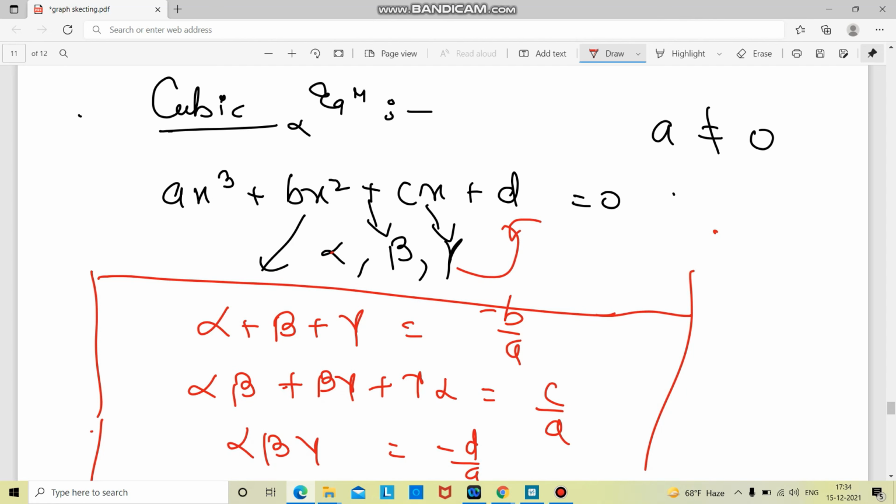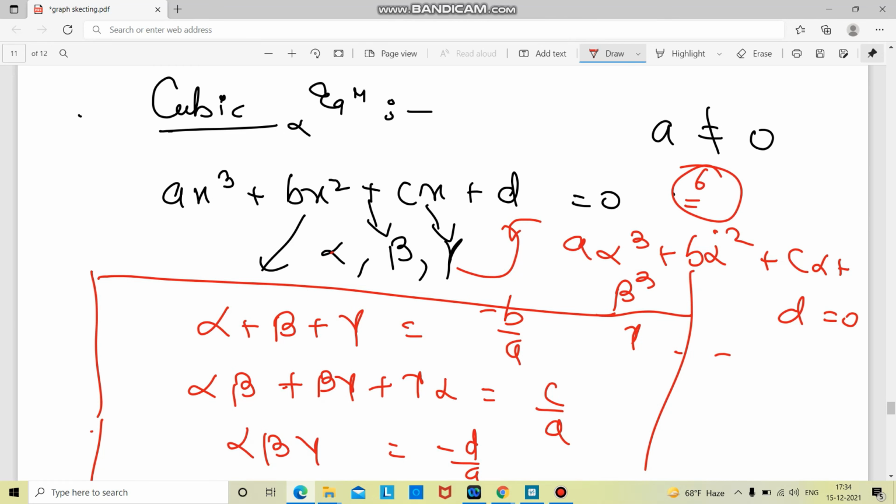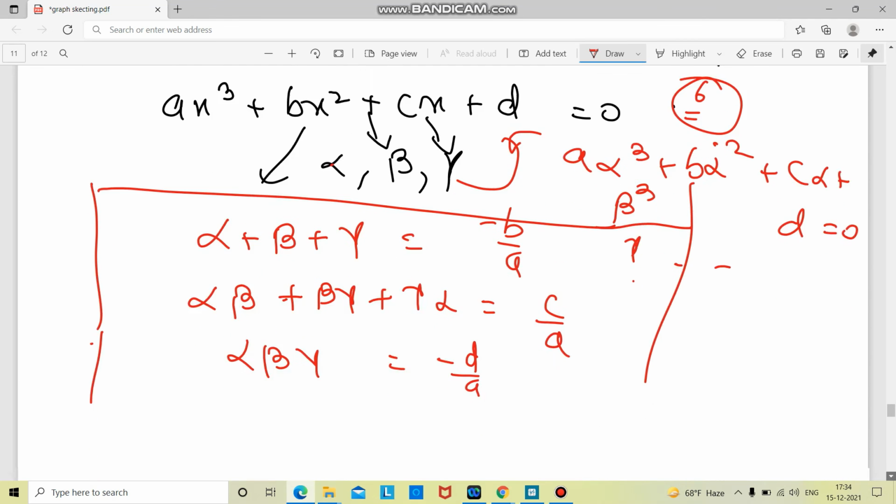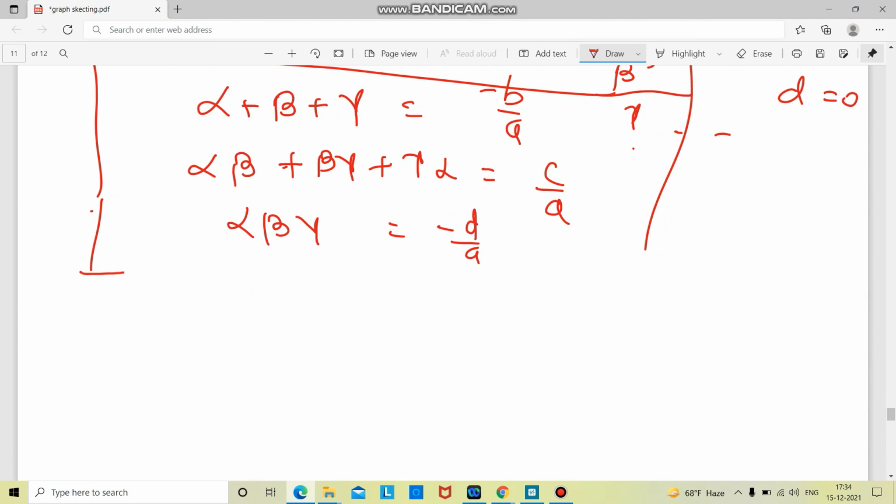We can also substitute alpha in the equation and get a alpha cube plus b alpha square plus c alpha plus d equal to 0, and similarly in terms of beta and gamma. These are the 6 relations which we can establish from there, and many questions can be asked on only these 6 equations of the cubic equation. We will take some of these important questions.